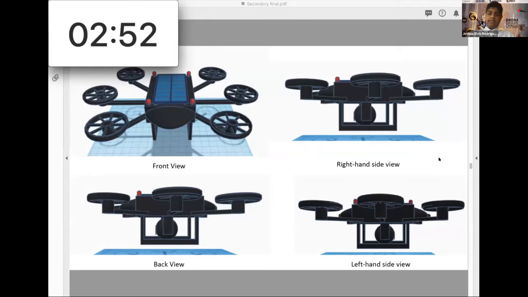So basically, this is about my drone. You have the solar panel, and you have LED lights as seen in the front view, and you have the 6 rotors, and I've made them equal length apart, for total stability.